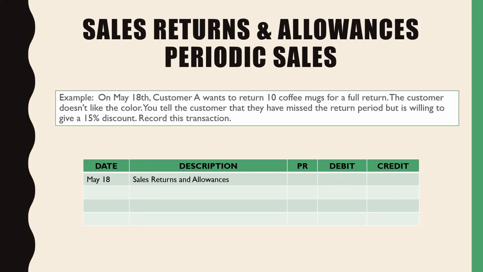This one is because they are trying to return the product. They're setting commotions. They're frustrated. They are completely unsatisfied with your product. They're complaining. So you go ahead and give them the additional discount. Okay? So here you do a sales returns and allowance. Okay? Now in this case, they're still trying to return those 10 coffee mugs for a full refund, but you say no. Okay, so how are you going to distribute this 15% discount?